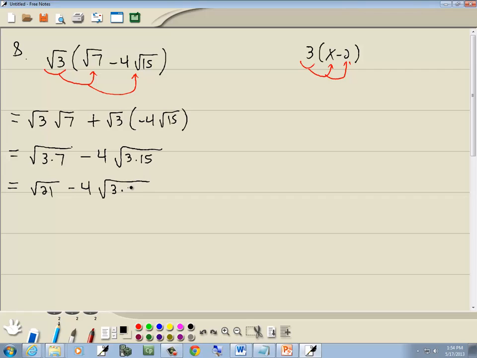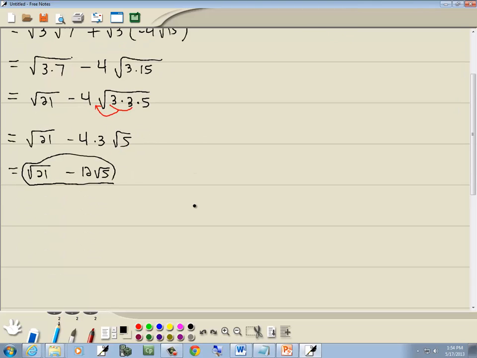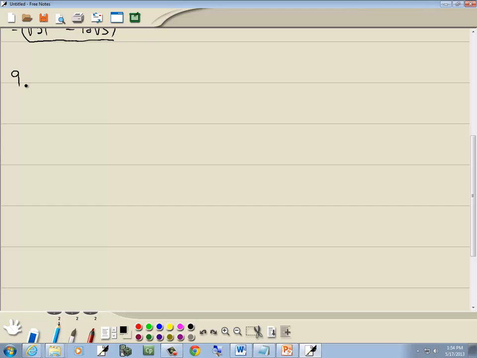And 15 I can break down. 15 is 3 times 5. Well, we're dealing with square roots, so I'm looking for a pair of somethings. Here's a pair of 3s. So a pair of 3s is going to come out in front as a single 3. We got square root of 21 minus 4 times 3 square root of 5. Which gives us square root of 21 minus 12 square root of 5, since 4 times 3 is 12. Now we can't combine these radicals together because the radicals are different. One square root of 21 and one square root of 5. This is basically merging together the product property you saw in an earlier lesson and the distributive property and all those techniques that you saw earlier in the course.